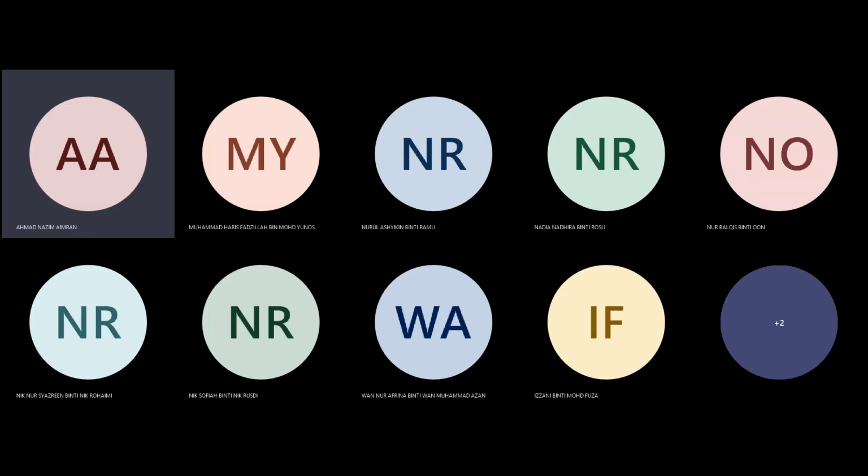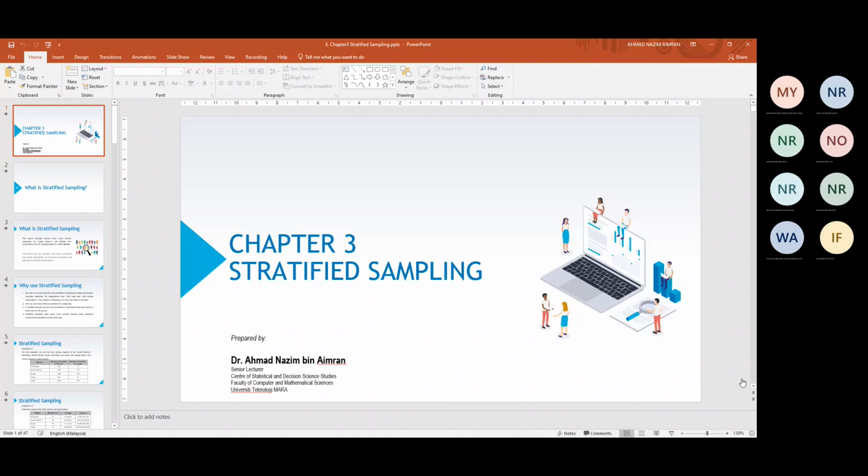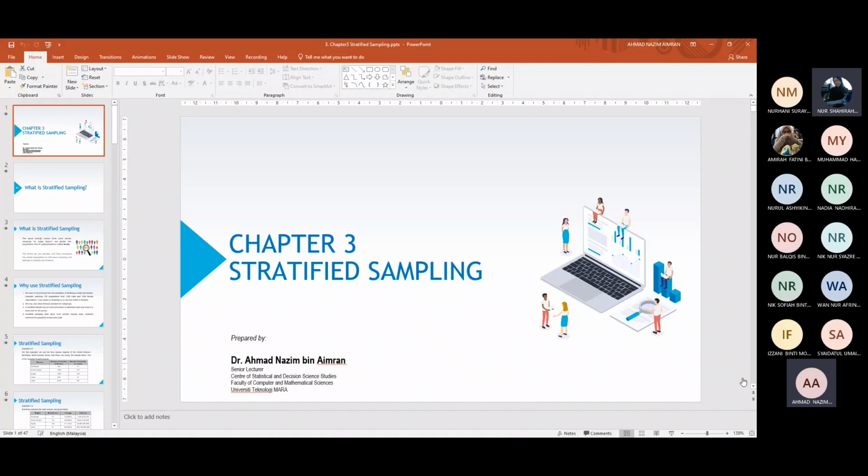And good morning. So, welcome to week 5. This is chapter 3 of our syllabus, on stratified sampling. As I have mentioned earlier, we need to cover this chapter in week 5 and week 6. So let's look at it. And if you have any question, you can stop me anytime during my presentation.